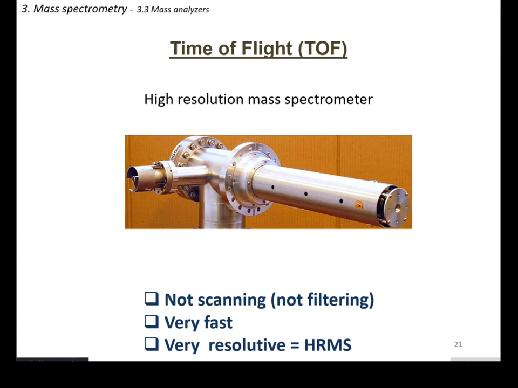Let's see now the second type of most common mass analyzer, which is the time of flight, TOF. This time it's a high-resolution mass spectrometer. It's a metallic tube in which the ions will fly. The time it takes for them to reach the detector indicates their mass-to-charge ratio, m/z. So it's not scanning, it's not filtering, it's very fast and very resolutive. We say it's high-resolution mass spectrometry, HRMS.